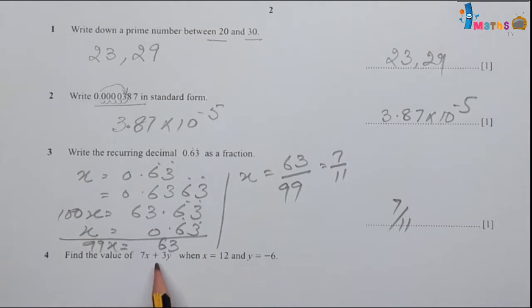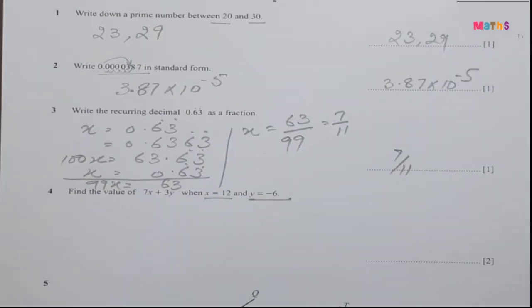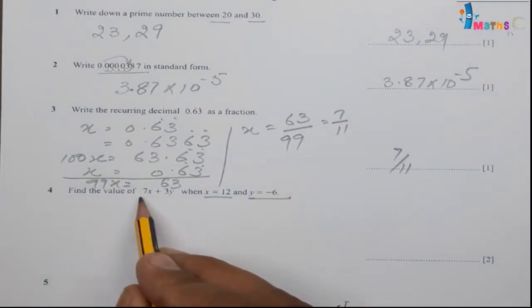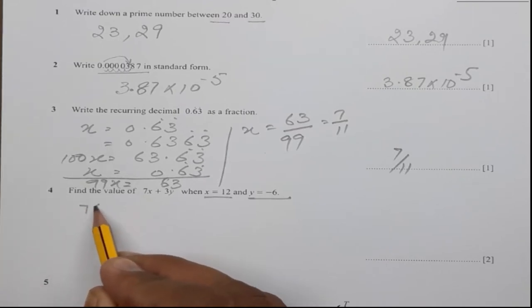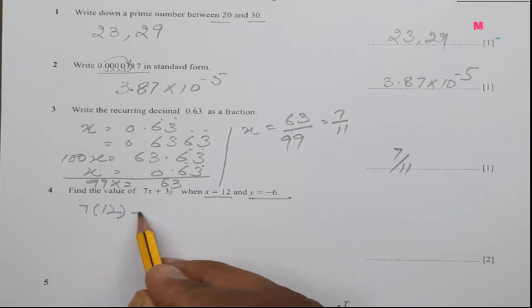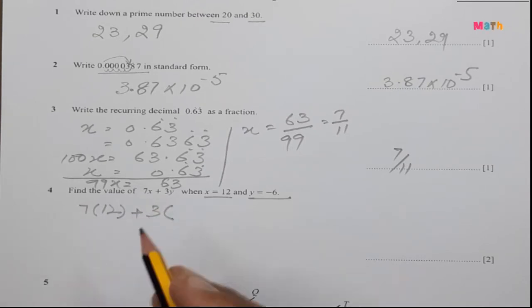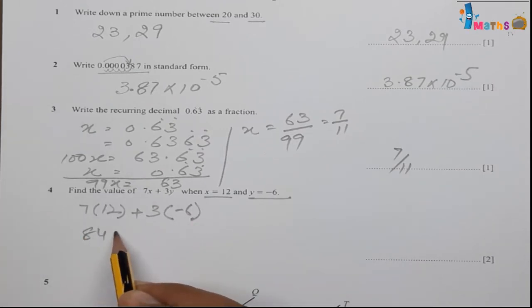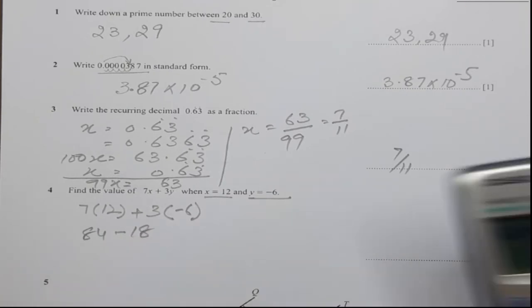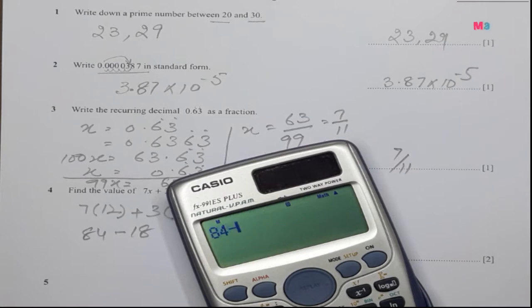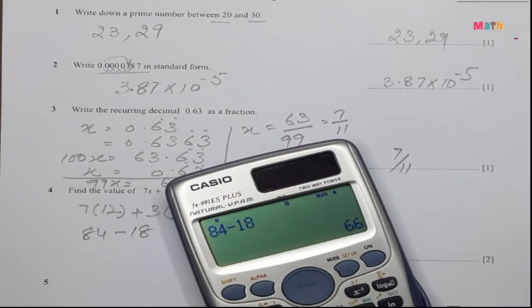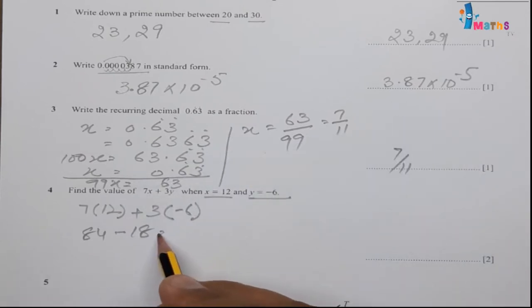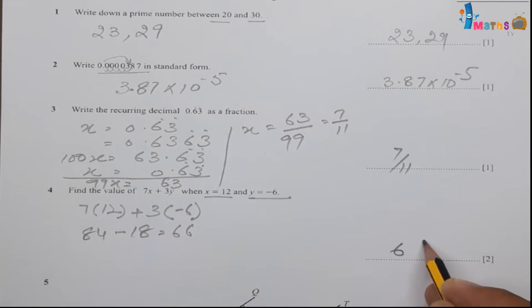Find the value of 7x plus 3y when x is equal to 12 and y is equal to minus 6. So we will replace these two values in this given expression, 7 into 12, which is the value of x, plus 3 into minus 6. So when we multiply, this one will be 84 minus 18. So 84 minus 18 will be equal to 66. So the answer will be 66.